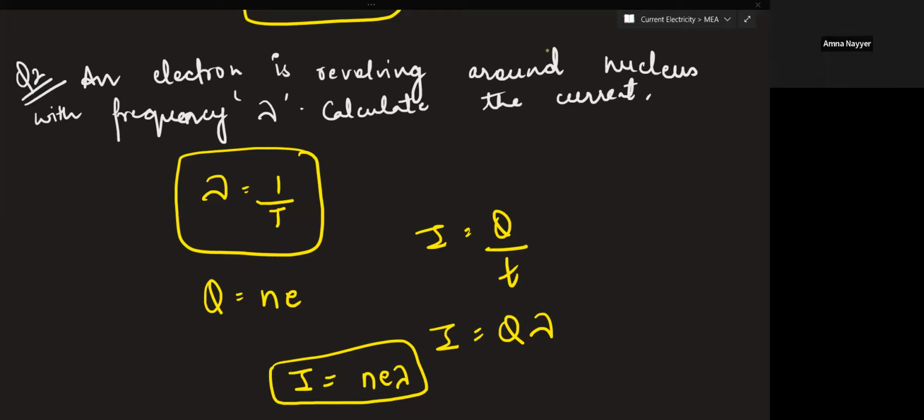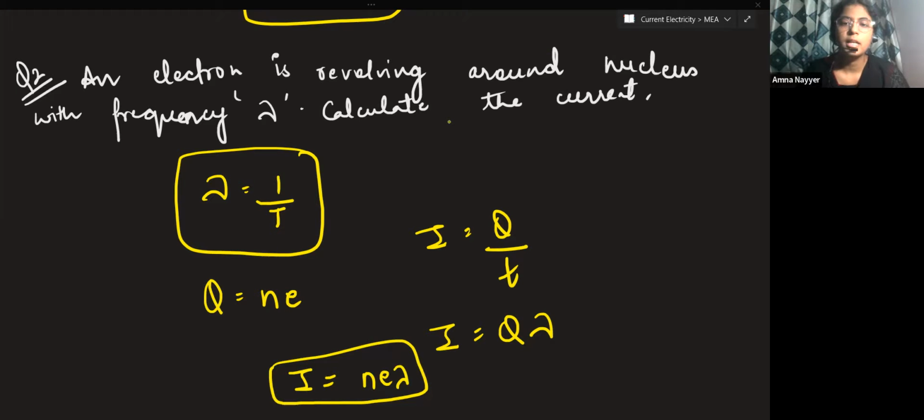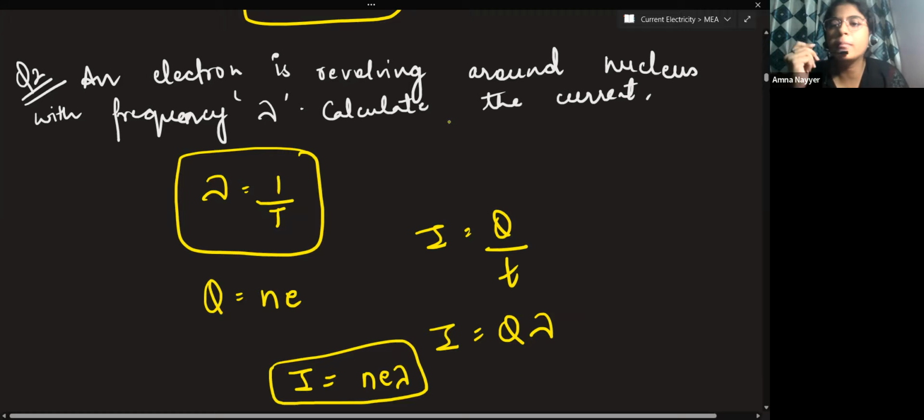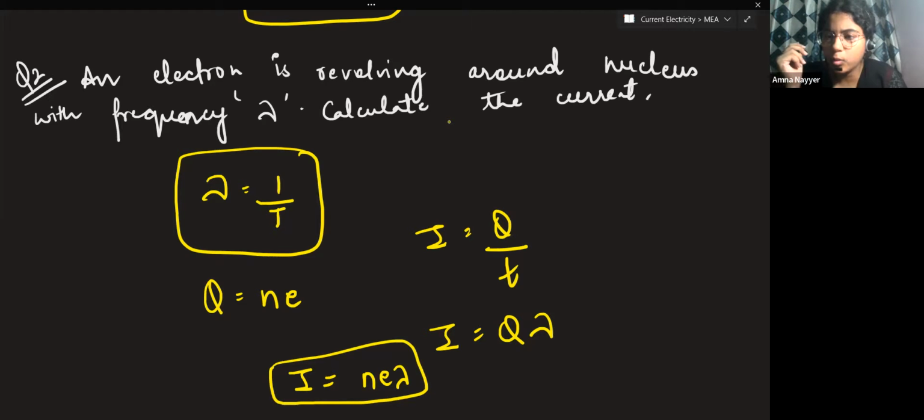Yes, Abhya. See what it's saying. Frequency is basically 1 by time. And what is the formula of electric current that we know? We know the formula of electric current as charge divided by time. So we have to substitute charge in terms of the question that is given, and we have to substitute this time.